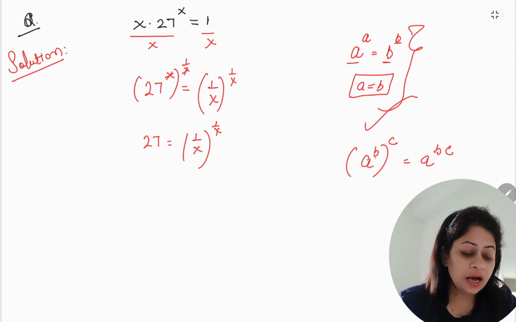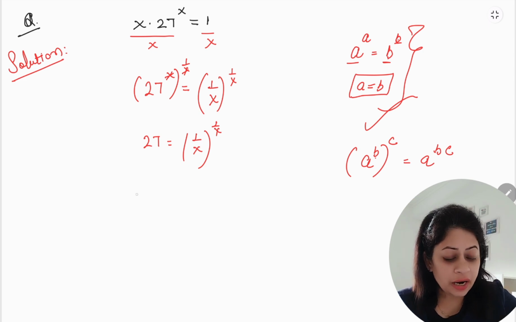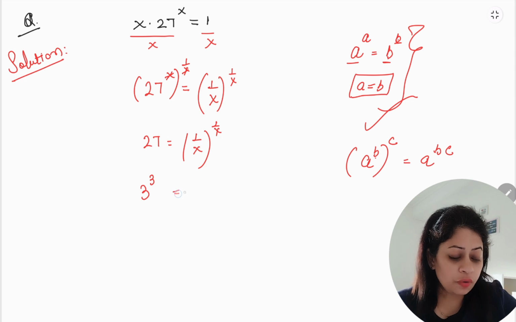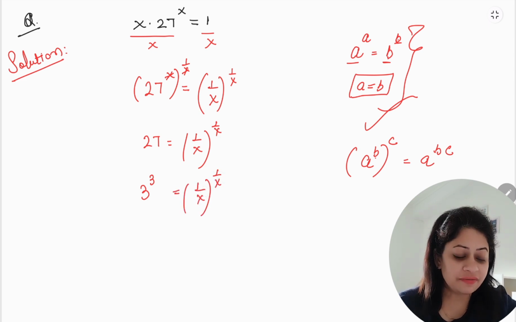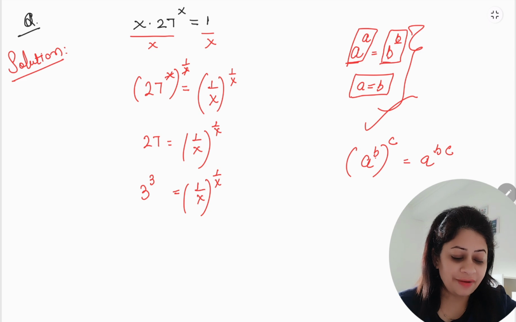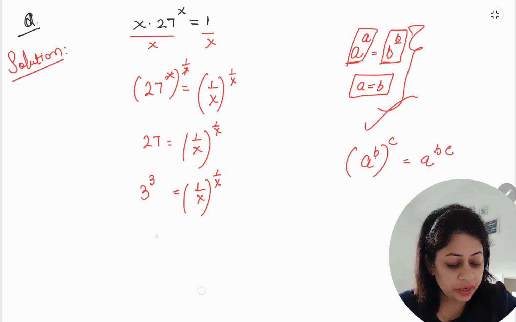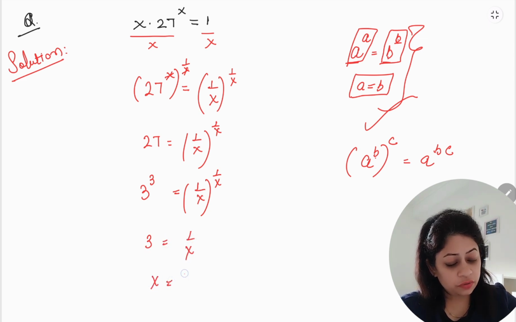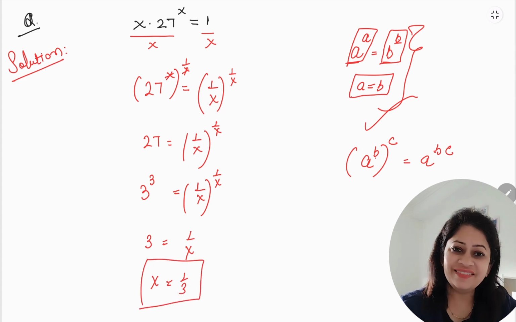Okay. Now, somehow we know that 3 raised to power 3 is what? 27, right? So, on the right hand side, we have 1 by x raised to power 1 by x, right? So, that means we can see that a raised to power a is equal to b raised to power b, right? So, whenever you see a pattern like this, always equate them, then 1 by x is equal to 3, and this implies x is equal to 1 by 3, and we are done, right?